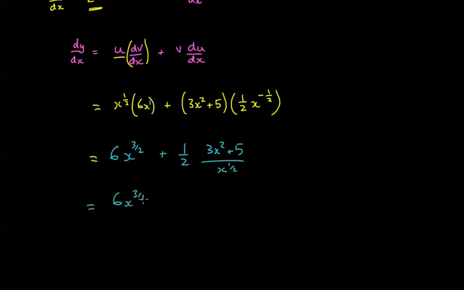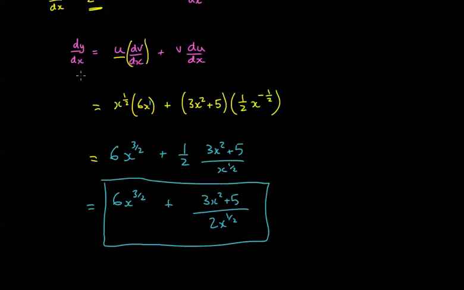6x times 3 to the power of x, to the power of 3 over 2, plus, and now I'll just put this as 3x squared plus 5 over 2x to the power of half. That looks a bit neater. But this is now the derivative function of our original function. This is dy by dx.